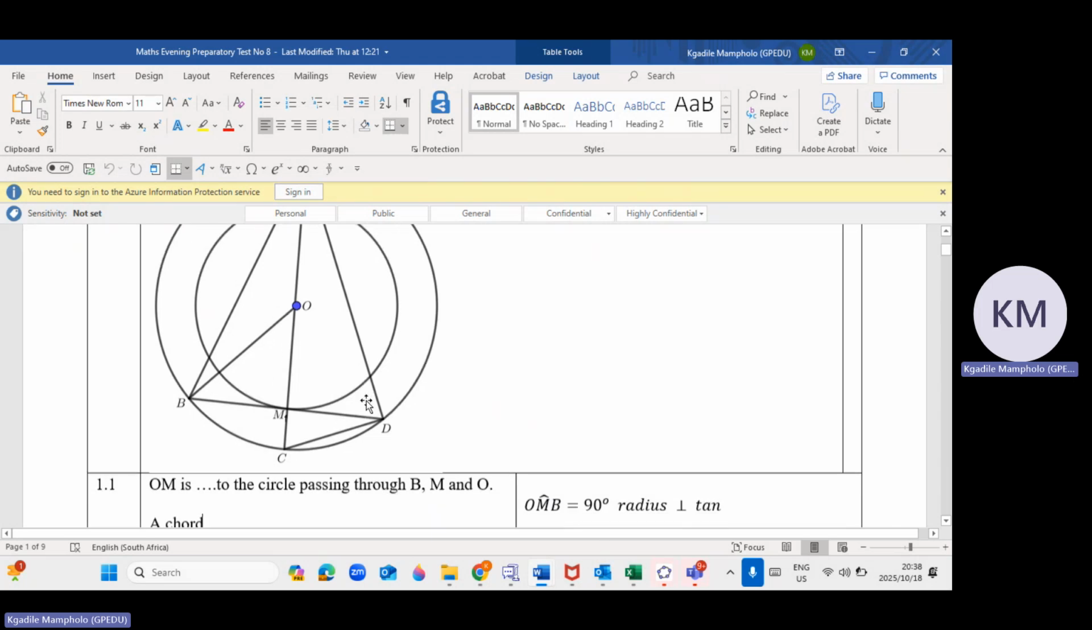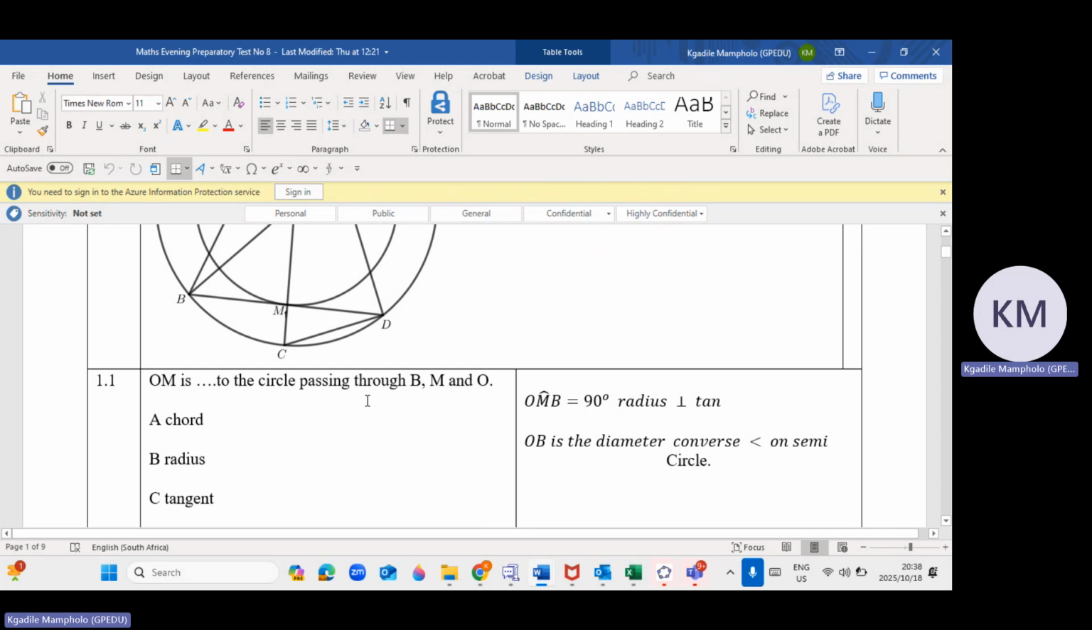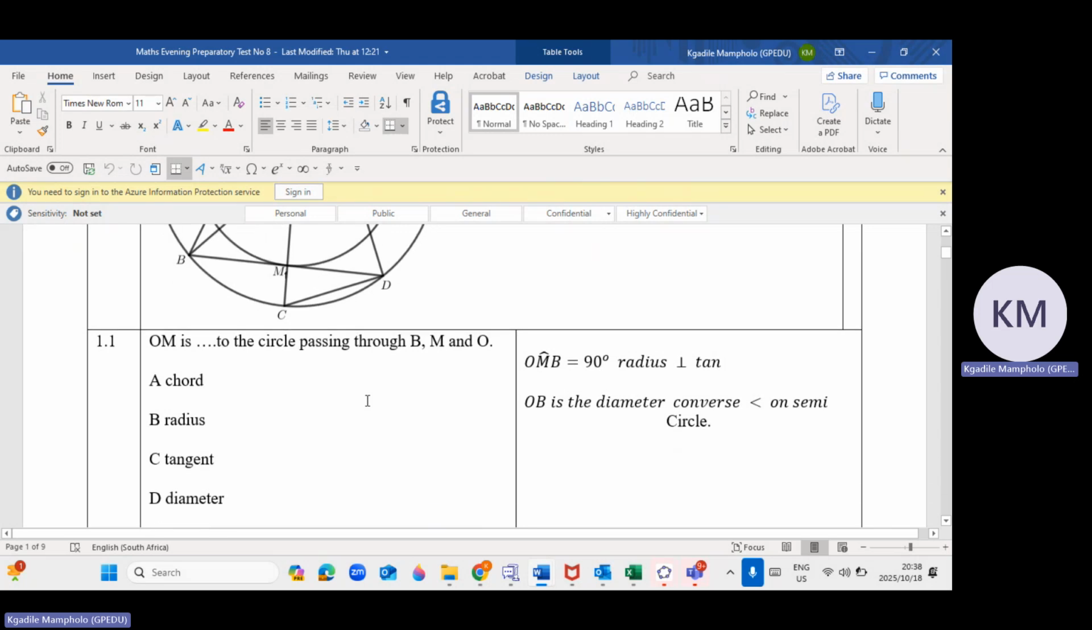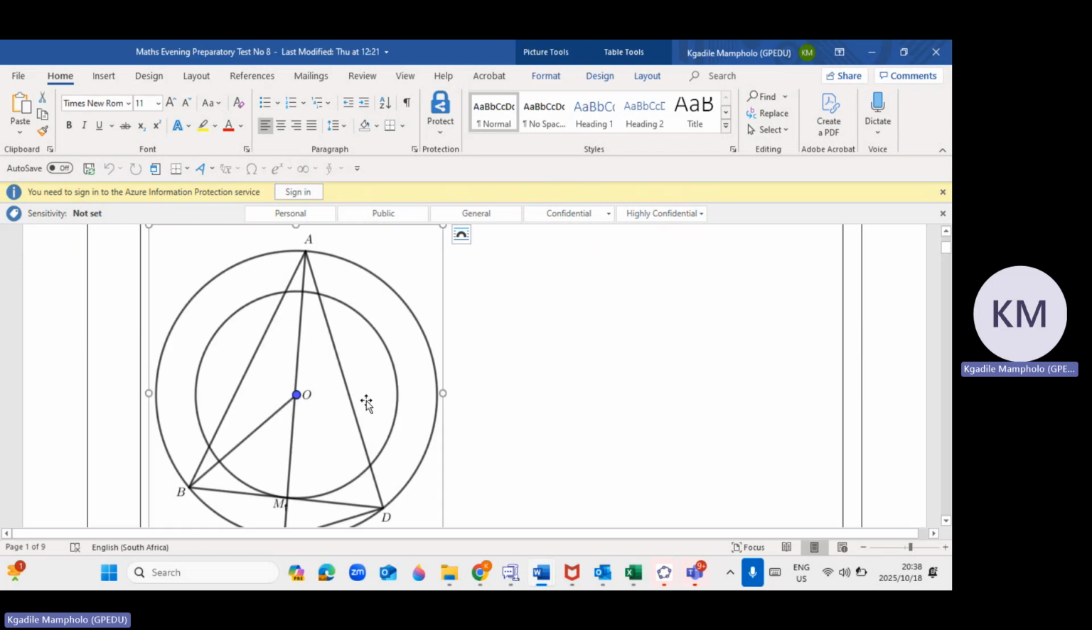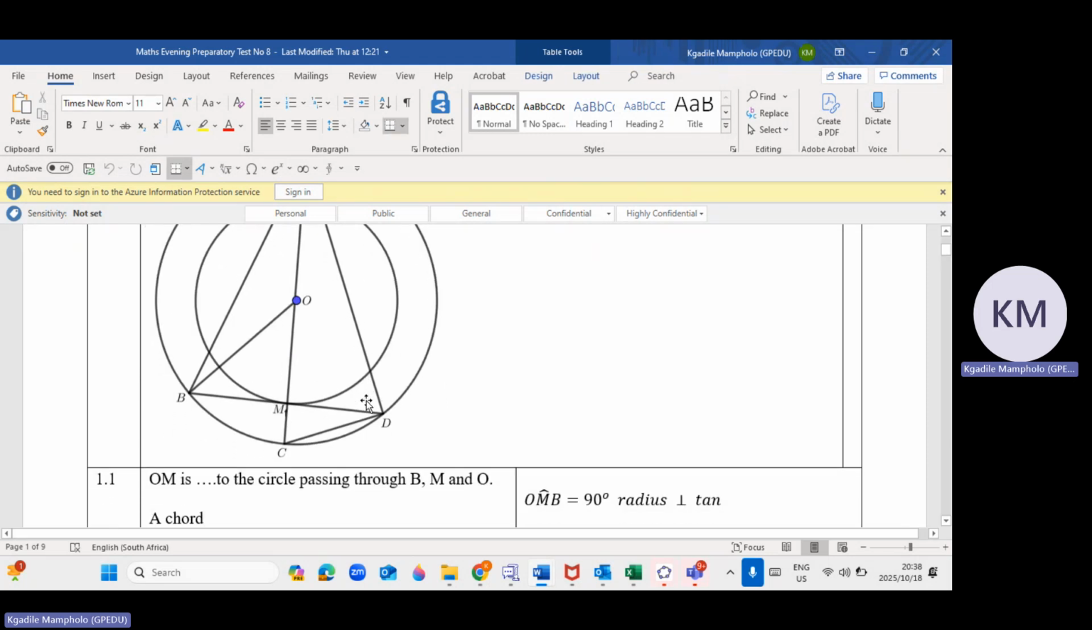OM is to the circle passing through B, M and O. Is it a chord? Is it a radius? Is it a tangent? Is it a diameter? Now, first we'll say, which converses are you going to use? Now let's start. We are talking about the circle passing through B, M, and O.